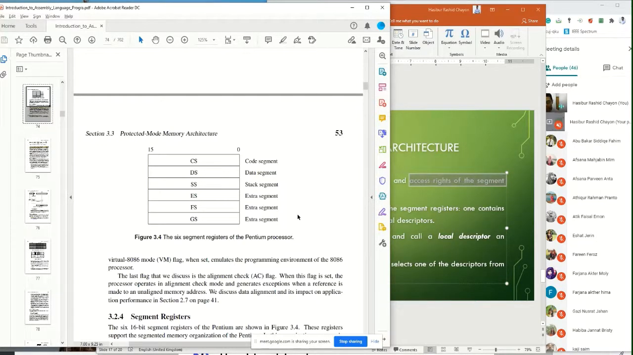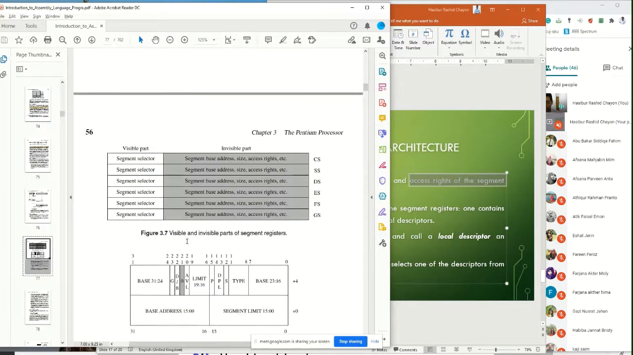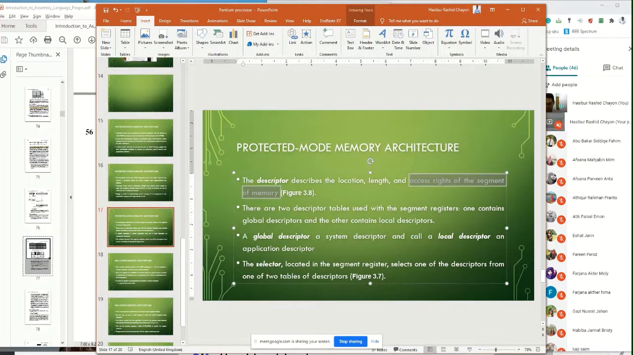So if you just try to analyze more about the data saved into this segment register, we can see that each segment register actually stores information which is called a selector. So what is a selector? A selector is actually located in one of the descriptor tables. So what is a descriptor table?